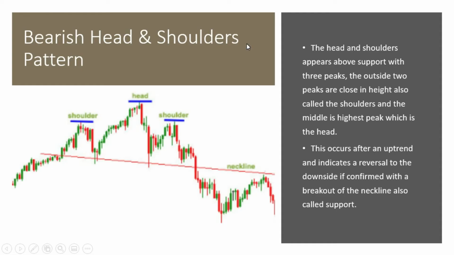So a bearish head and shoulders pattern. The head and shoulders appears above support with three peaks. The outside two peaks are close in height, also called the shoulders, and the middle is the highest peak, which is the head. This occurs after an uptrend and indicates a reversal to the downside if confirmed with a breakout of the neckline, also called support.